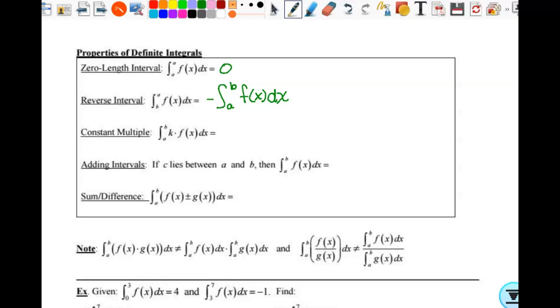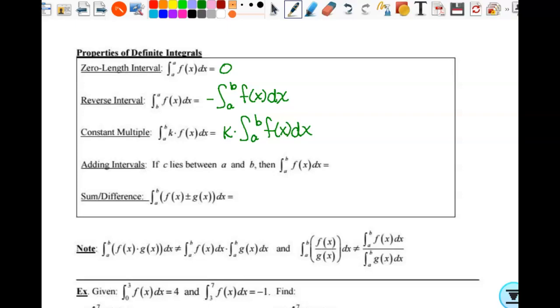If we have a constant multiple, so we have some constant, k, multiplied by our function, dx, that we're integrating here, this gets factored out as well, so we get k times the integral from a to b, f of x dx. Now, not every property of multiplication, addition, division transfers over, so that's why we're writing them all out separately, or we could say we can treat it just like anything else.